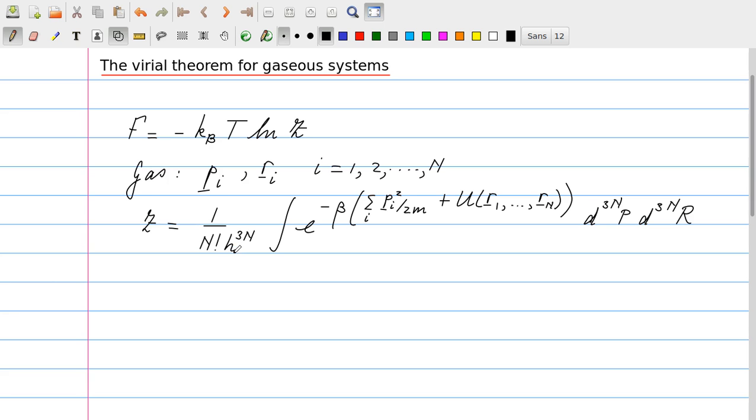So in the phase space, this h to the power 3N is a kind of minimal cell in which we can distinguish different configurations, and there is also a factor of 1 over N factorial, and that takes into account the indistinguishability of the identical particles the gas is composed of. And so the task that we are set is to calculate this partition function.